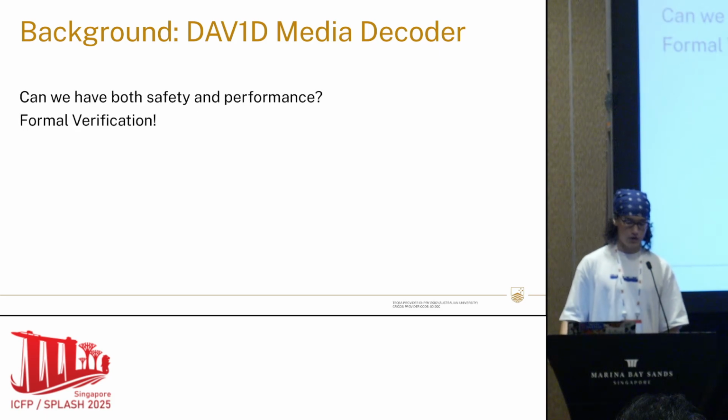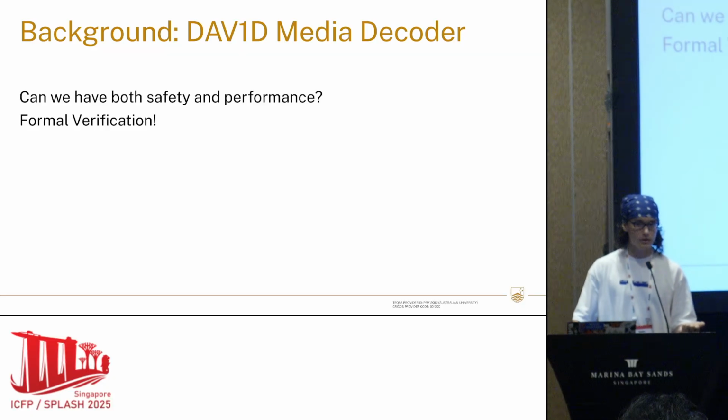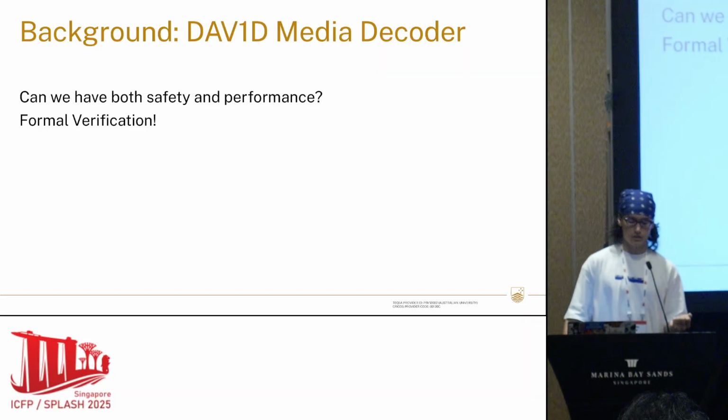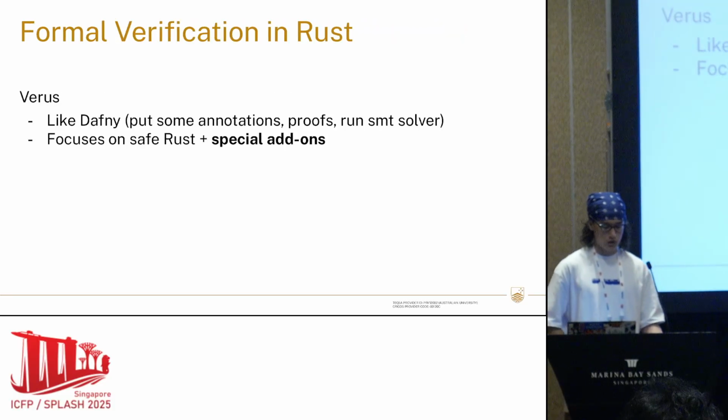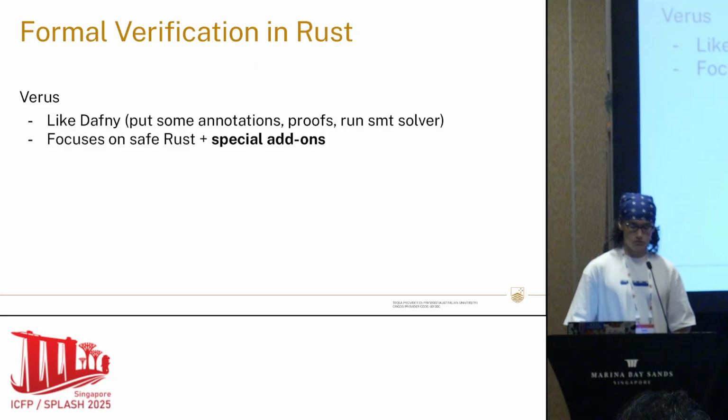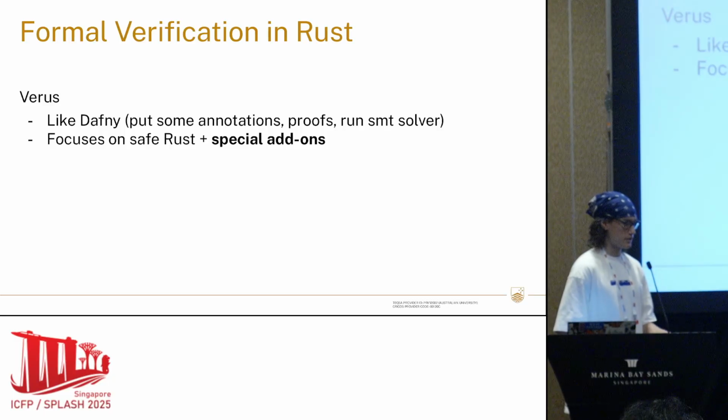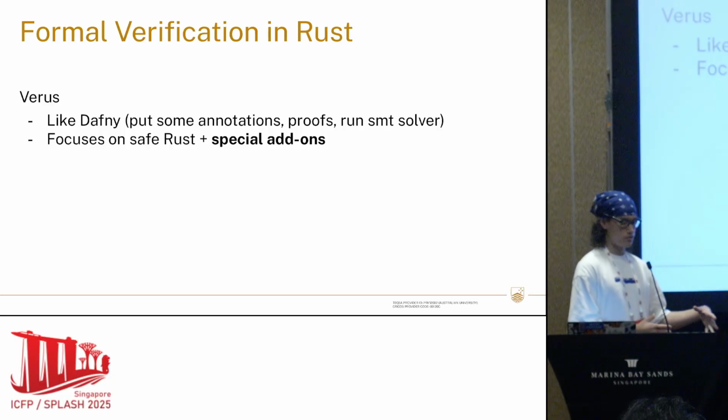Can we try to do both? Can we try to have both safety and performance? One of the ways that I explored is formal verification. One of the most popular verifiers at this point is Verus, a verification framework for Rust. It focuses on safe Rust, no unsafe Rust, as for now. But it has some special add-ons that extend safe Rust and make it richer. And we are going to use these special extensions.